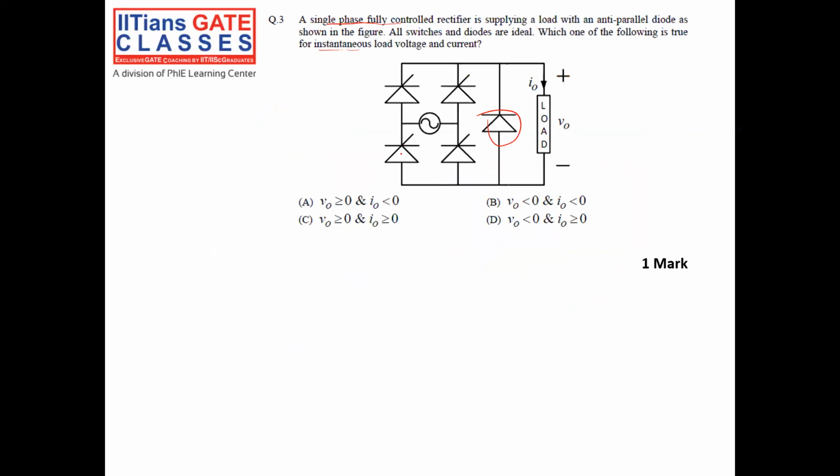So this is the condition. You see, V0 is greater than 0, I0 greater than 0. Which one is that? Option C. And in a controlled rectifier, V0 is never negative, because always one time the current is flowing like this, and another time the current is flowing like this.